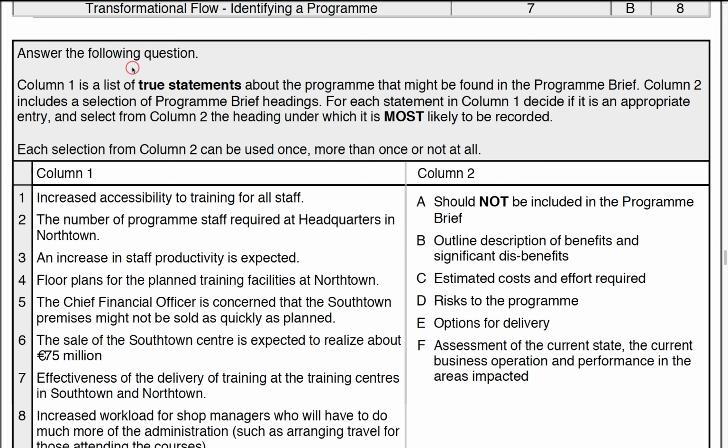And once again, no need for any scenario, you're given true statements below. And we'll talk about the program brief again because we're still in identifying a program phase, which is the very first process in the transformational flow. Okay. So now we're looking for what's most likely to be recorded under from information in column 1 into column 2.